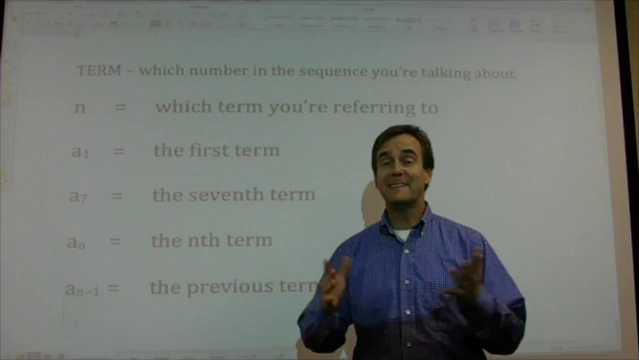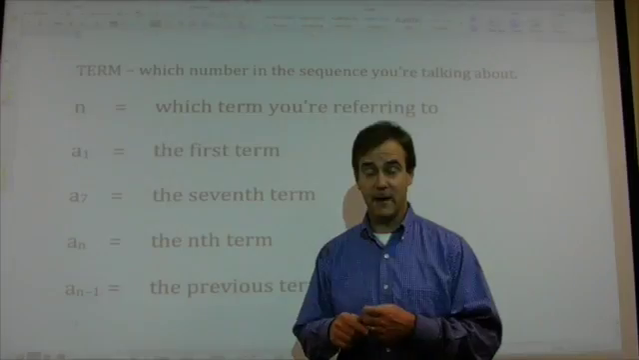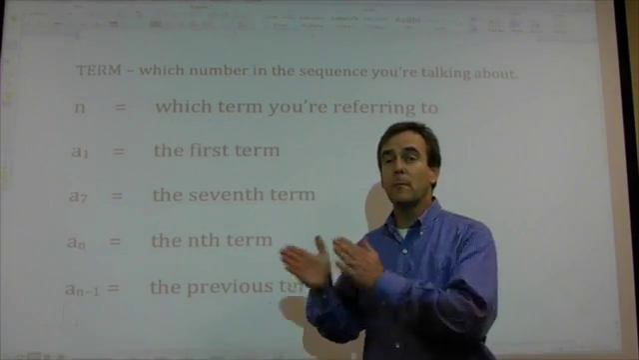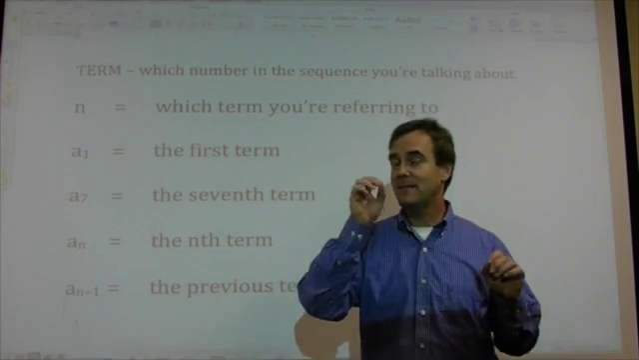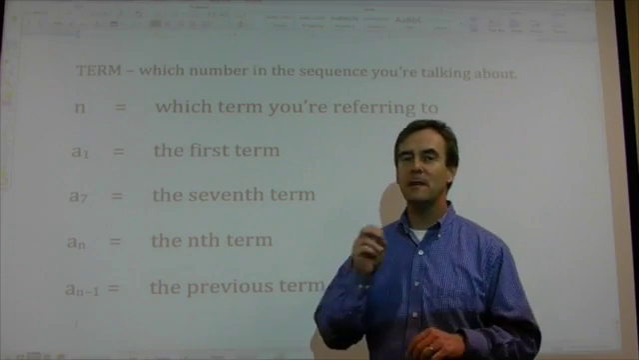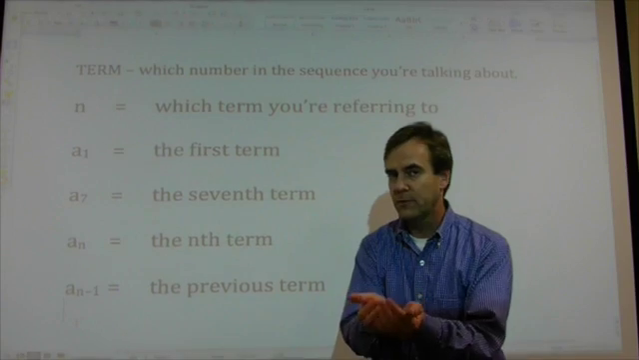Now, before we can speak intelligently about sequences, we have to have some terms, so to speak, in common. The term in a sequence is which particular number you're talking about. And we use the variable n to tell us this term. So if n is 2, we mean the second term. If n is 5, we mean the fifth term. A is the variable we use for what the term contains.